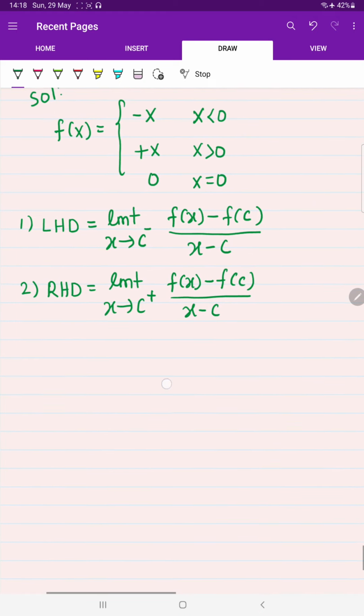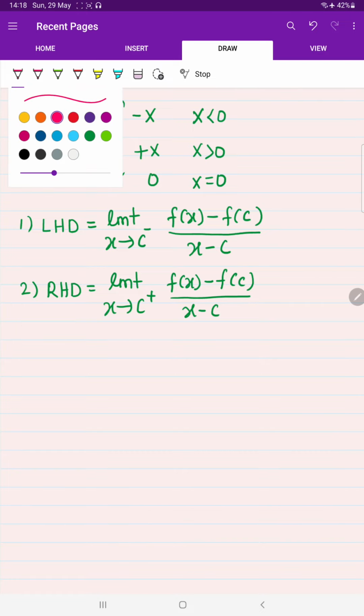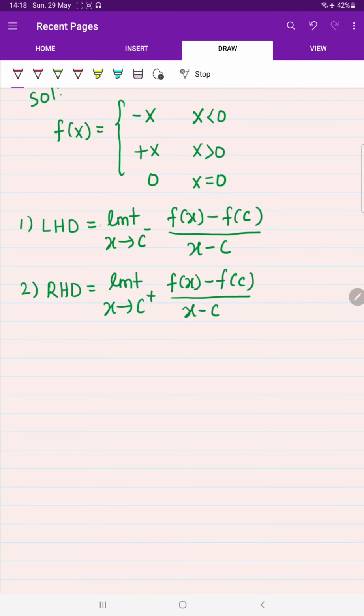Okay, sir. Both formulas look almost similar, but let me show you the difference. In the left hand side limit, whatever f of x we are putting, you have to substitute the value of f of x which is given in your question for the corresponding x, that is x less than c. Usually the limits will be defined in our question. The value of c means that specific point.